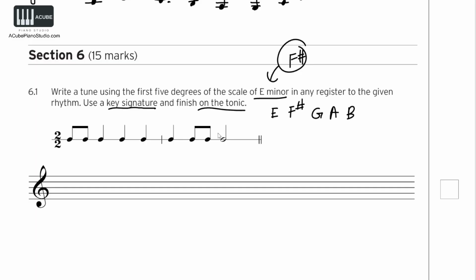And you can use any of them in any register, use a key signature and finish on the tonic. So we know that this last note should be an E because we need to finish on the tonic. So first let's put in the key signature, F sharp, followed by the time signature, 2/2 time. Typically we will start a song with the tonic itself, and also we'll end with the tonic. So I know the last note here is definitely E. So let's do it. I'll start off with E also.